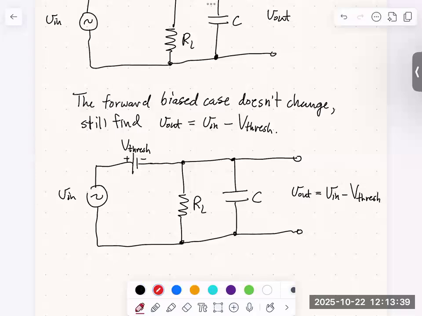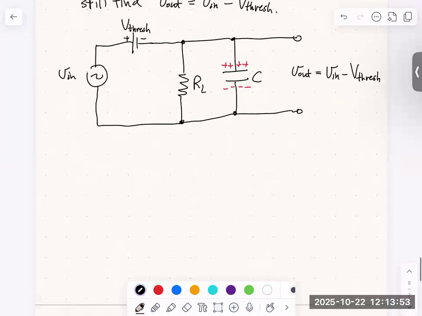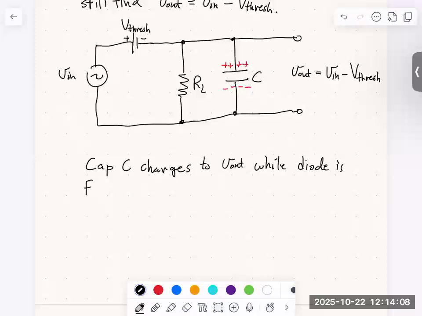What is new now, however, is that when we have some positive output voltage, our capacitor must have positive charge on the top plate and negative charge on the bottom plate. So our capacitor C charges to V out while the diode is forward biased. And so that means I is not zero. Okay.